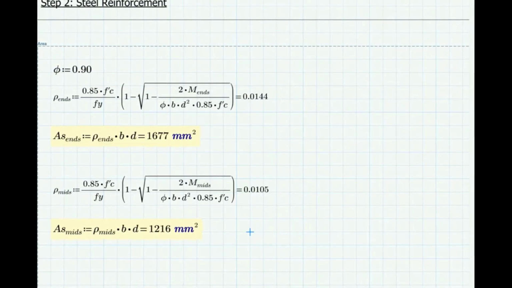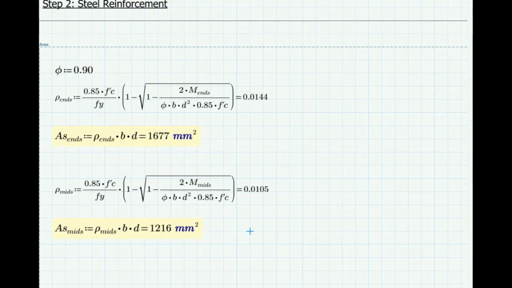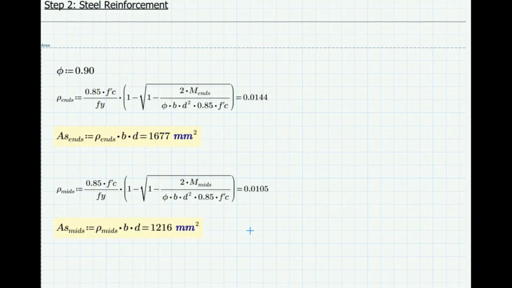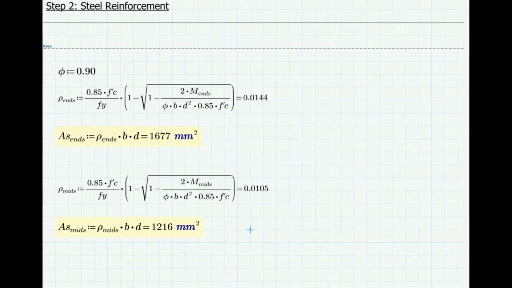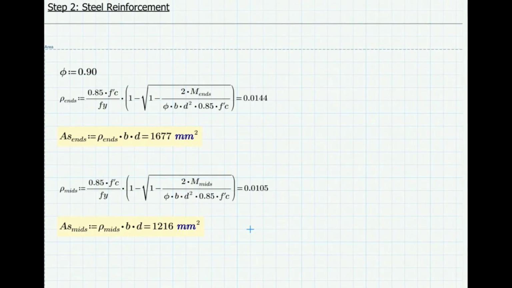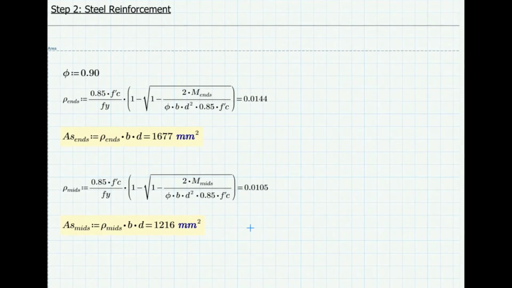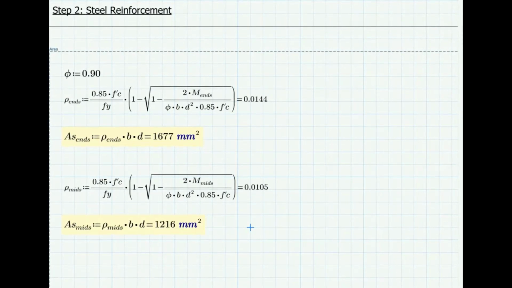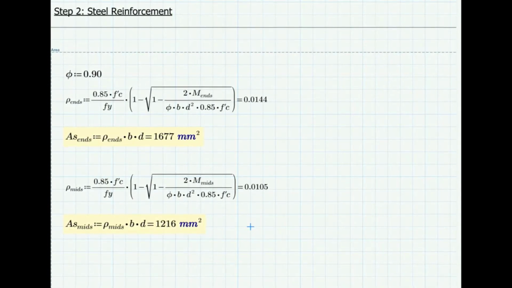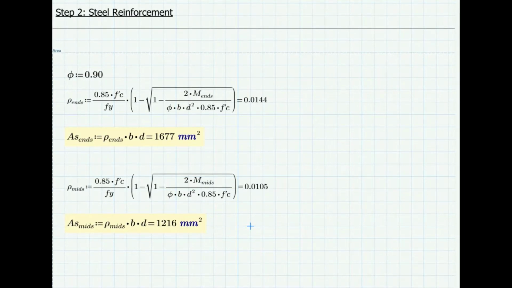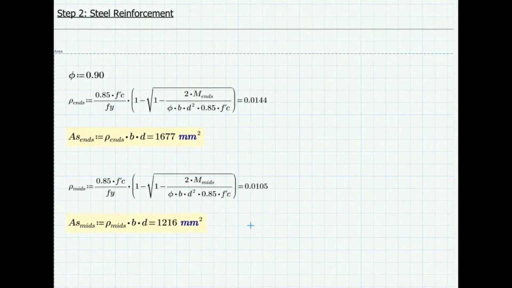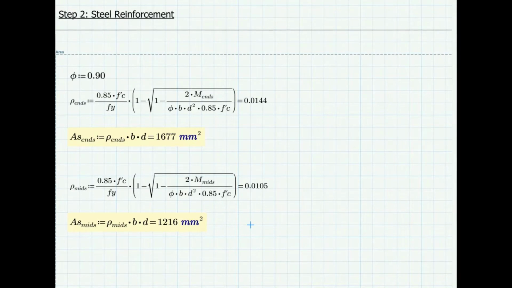So we calculate the steel area and we get these values. We get 1677 mm² for the steel area required at the supports. Note that this is to be applied on the top section of the beam, which is under tension. We get 1216 mm² for the steel area required at the midspan. Note that this is to be applied on the bottom section of the beam, which is in tension.